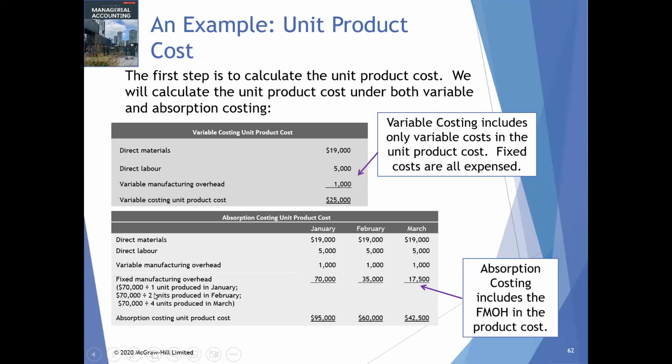So when 1 unit was produced, the cost per unit was 70,000. If 2 in February, 35,000, and if 4, 70,000 divided by 4 units is 17,500. Now the total comes to 95,000, 60,000 and 42,500 absorption cost per unit, and unit cost is going to change over a period of time, which means every month.